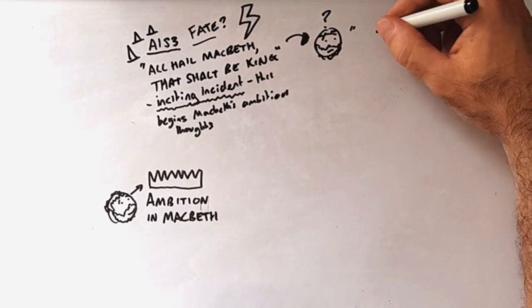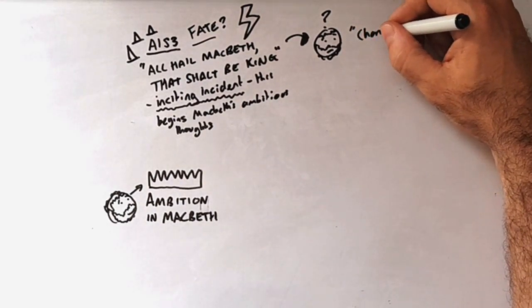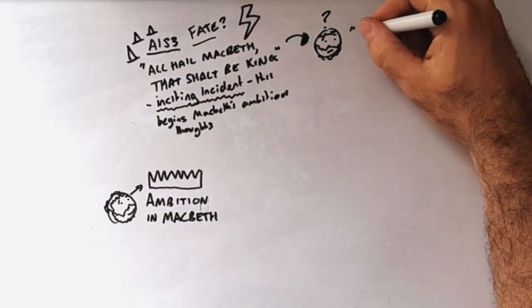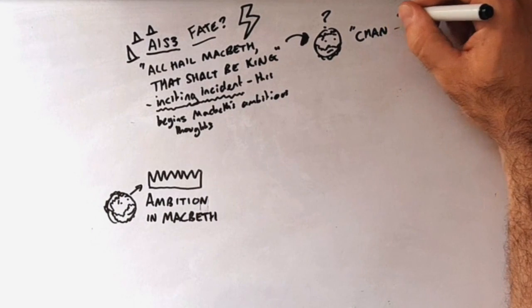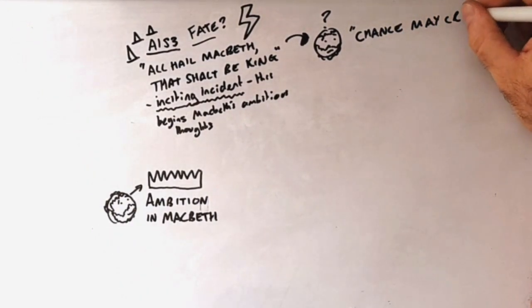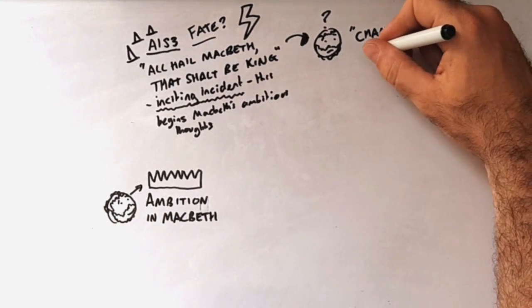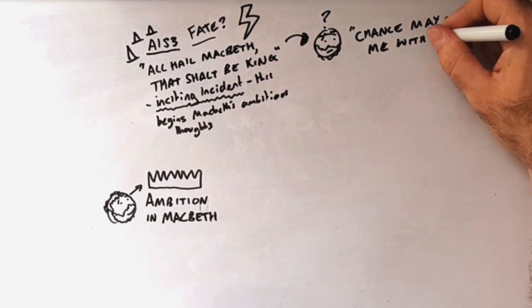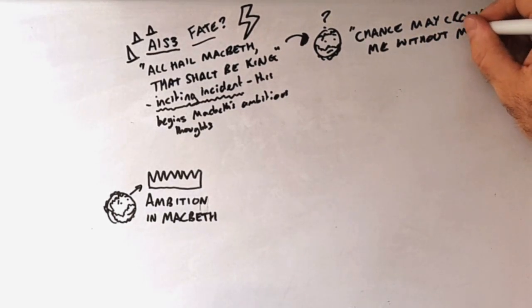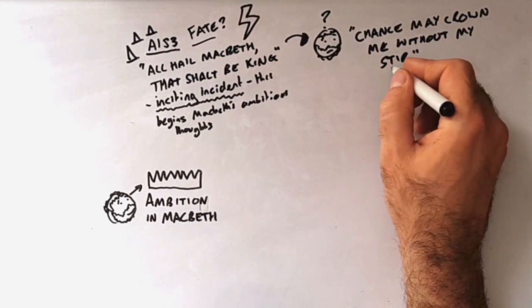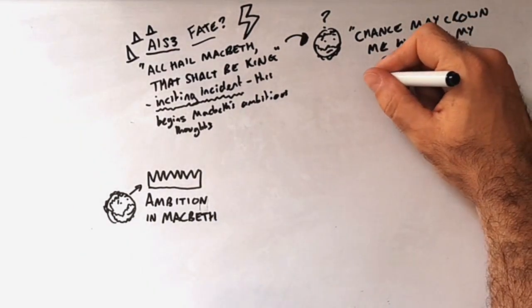He says, chance may crown me. Oh, I've been using capitals, haven't I? Let's try and keep consistent. Chance may crown me without my stir. And the reason I like this quote is it shows he is ambitious. Stir means to take action.